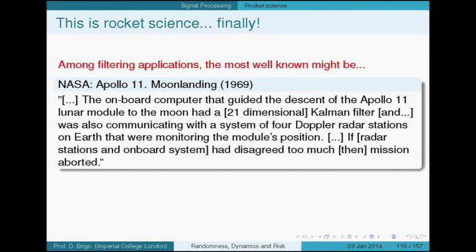So I was mentioning that this has been used in rocket science, so this was, you know, a lecture on the overall interpretation of probability, its mathematical use, its use with dynamics and risk in physics, in finance, but finally this is rocket science, and this is an excerpt from the Apollo 11 moon landing, where they used the Kalman filter, which is a linear filter actually, for reading the real position of the spacecraft from noisy observations coming from a number of sources. And this was used clearly in the moon landing.